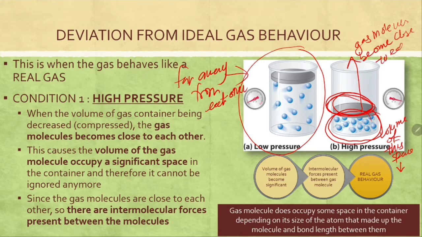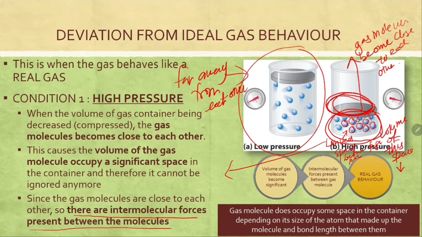What will happen when the gas molecules become close to each other? First, they can exert intermolecular forces between the molecules. So there are intermolecular forces present between the molecules. They can attract each other. Attractive force is a kind of intermolecular force. Secondly, as you can see, the gas molecules become large in the space. They occupy certain space in the container, and we only have limited space between the gas molecules.